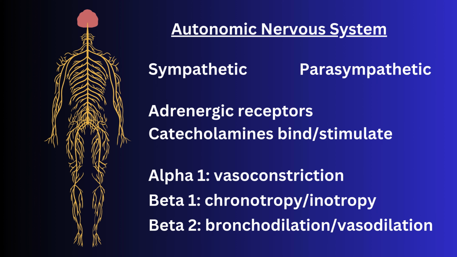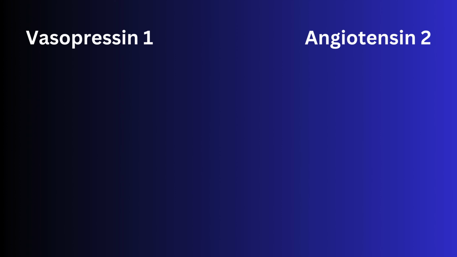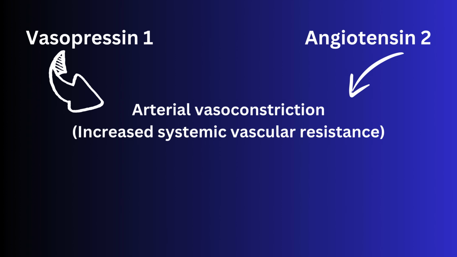In addition to adrenergic receptors, blood pressure is also regulated by 2 other neurohormonal mechanisms. Vasopressin 1 receptors and angiotensin 2 receptors produce arterial vasoconstriction when stimulated. So just to recap, systemic vascular resistance is mediated by alpha-1, vasopressin 1, and angiotensin 2.